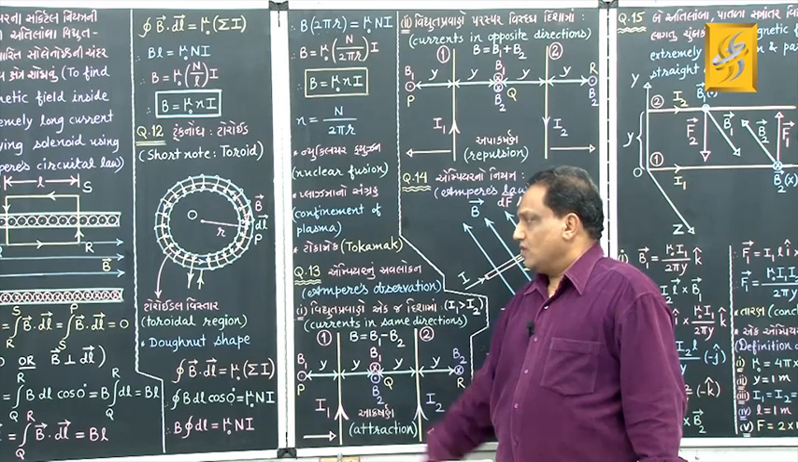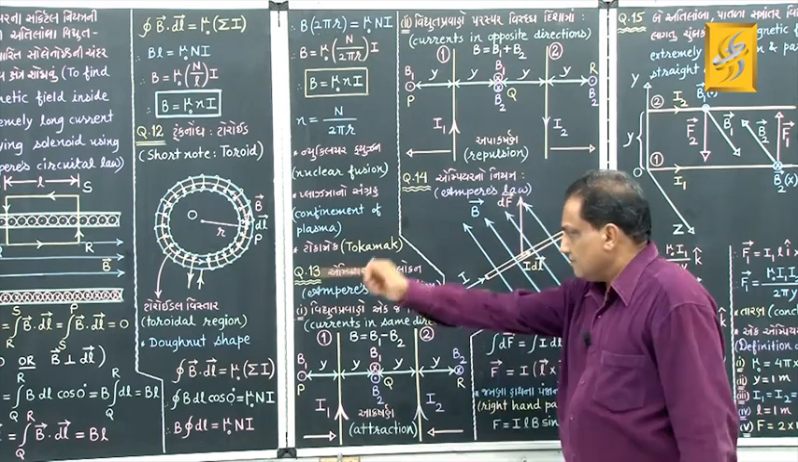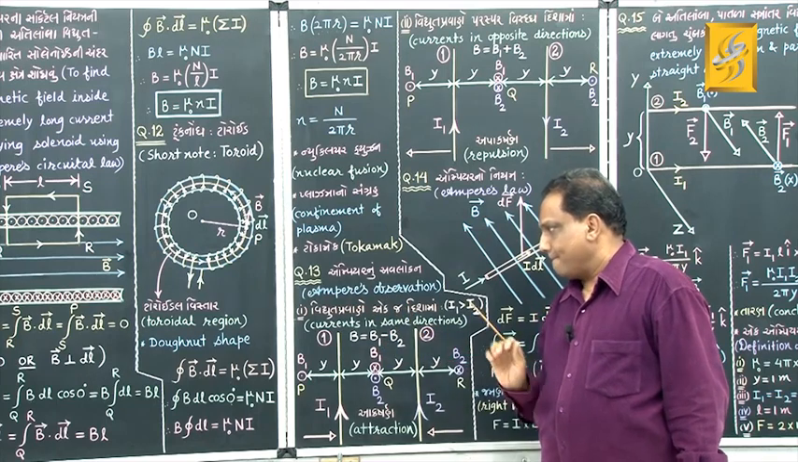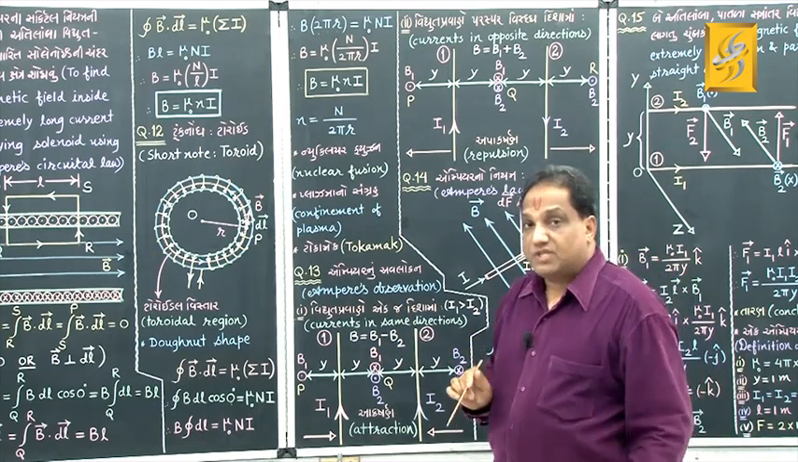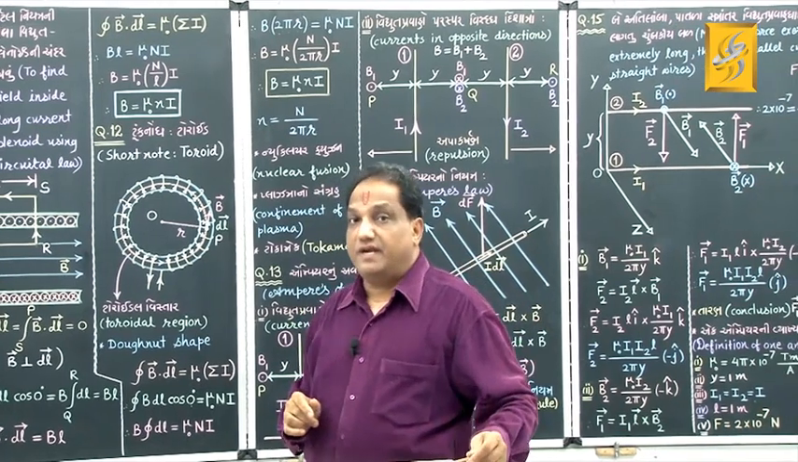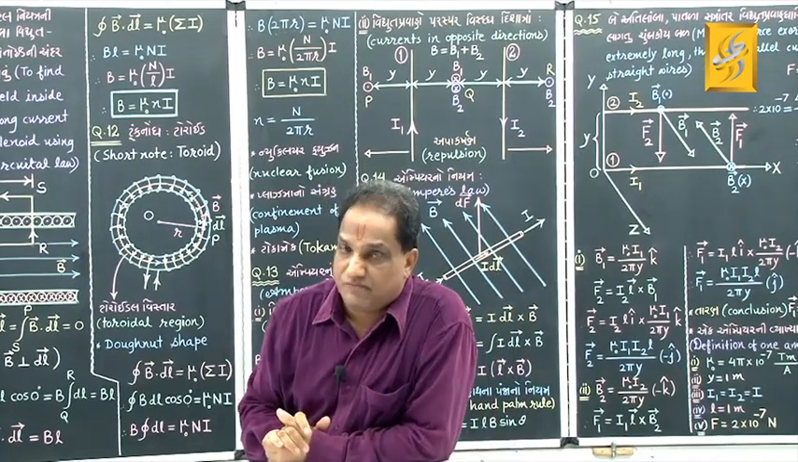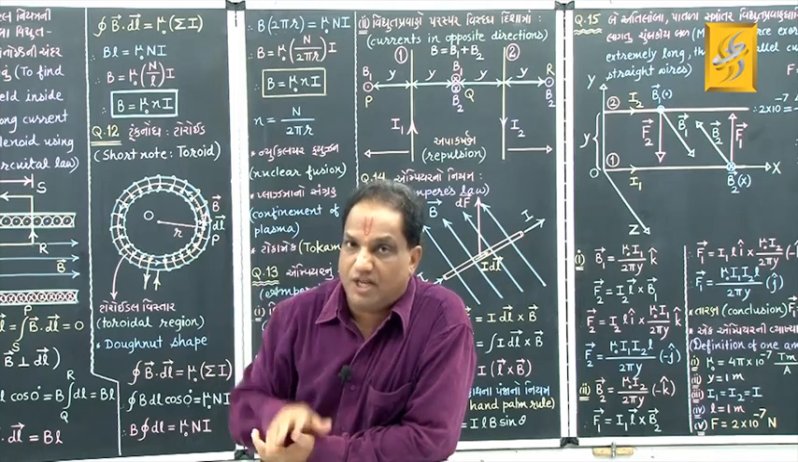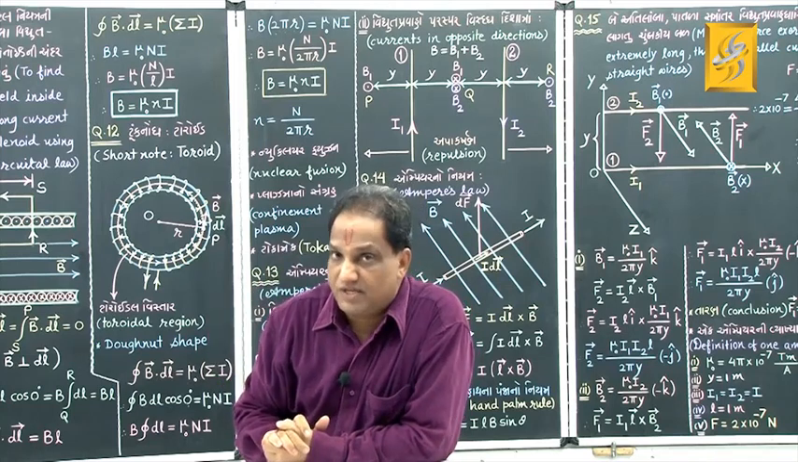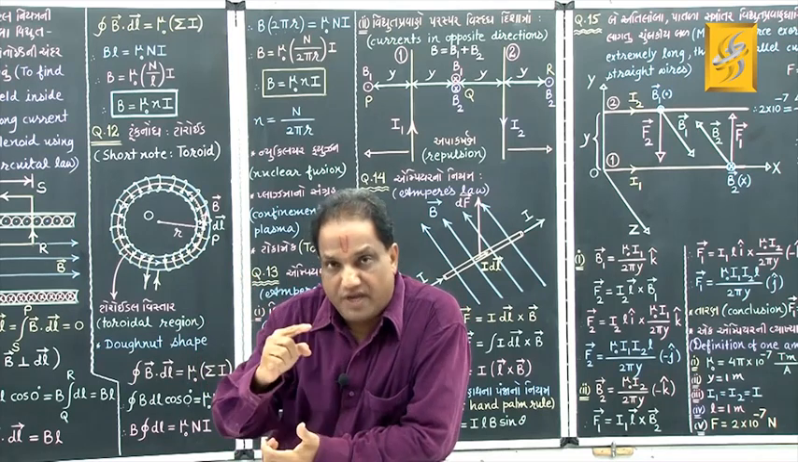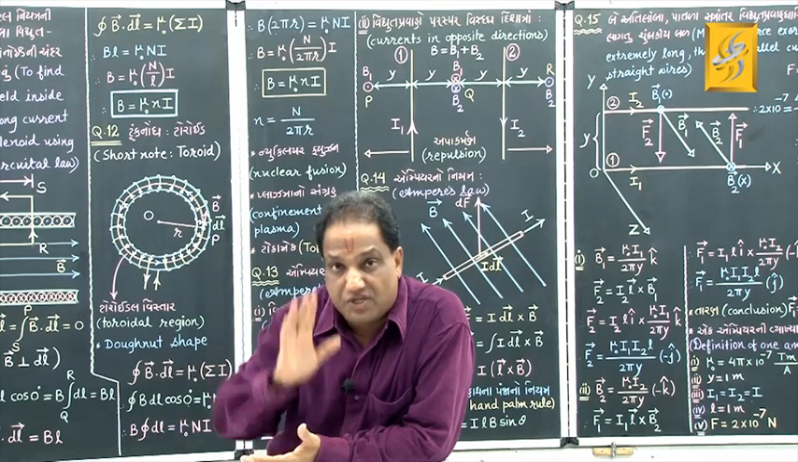Now we go for question number 13. What is Ampere's observation? My dears, Mr. Oersted in the year 1819 had made one very important observation, about which we had seen in the beginning of this chapter. What was that? Whenever we pass current through any conducting wire, we get a magnetic field in the surrounding region.